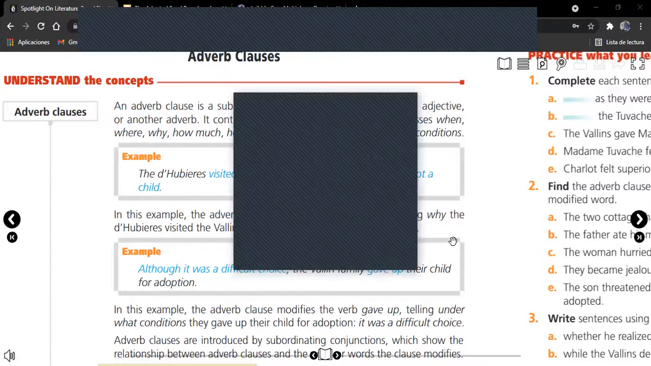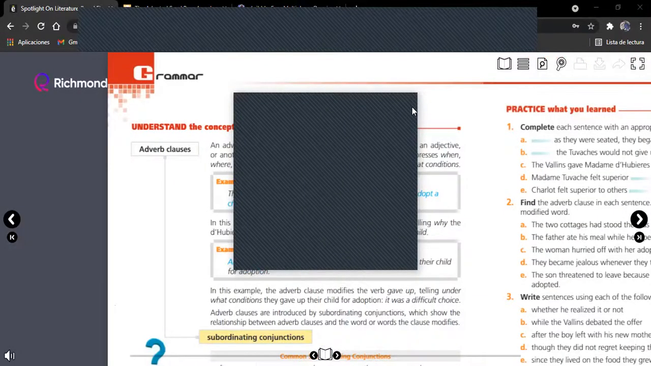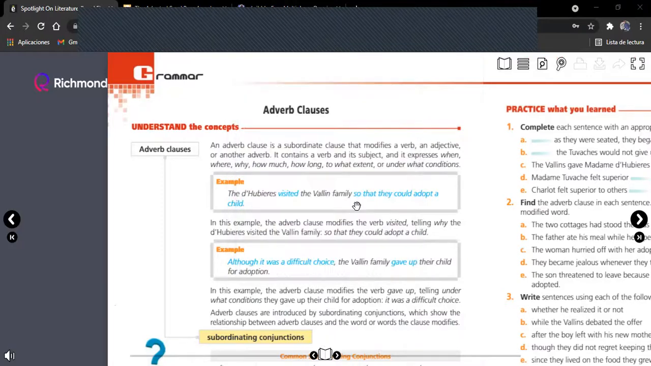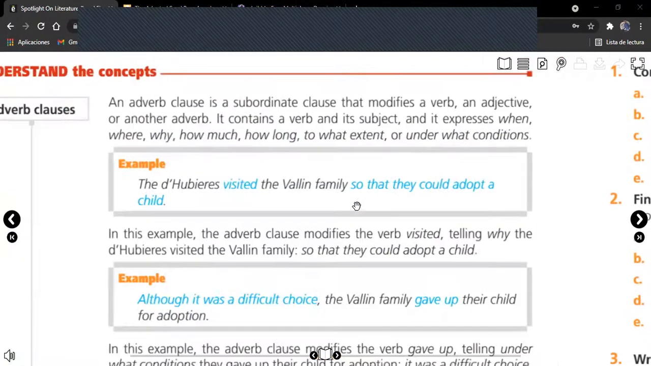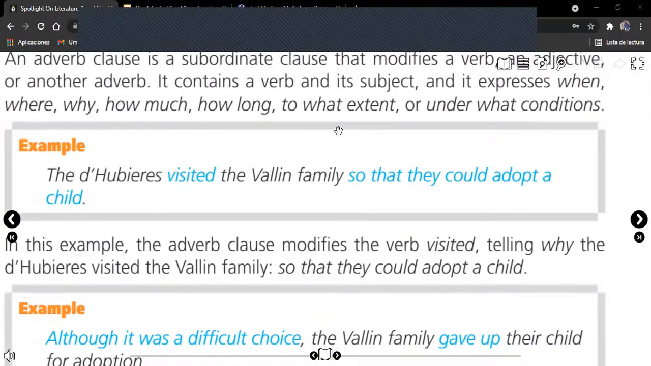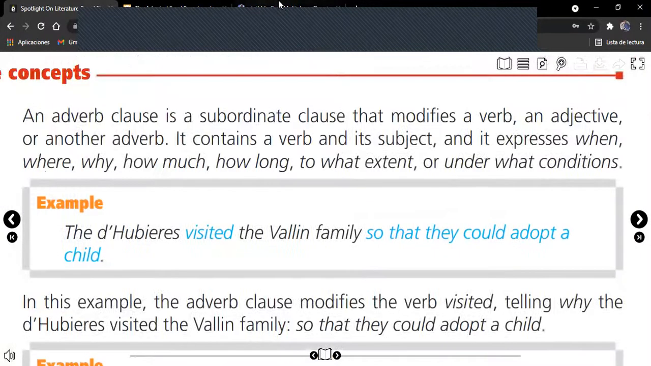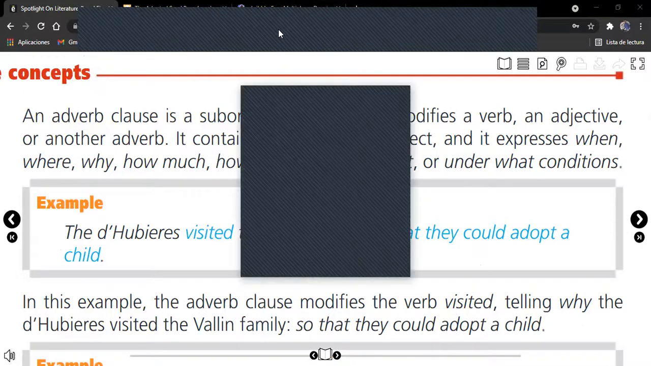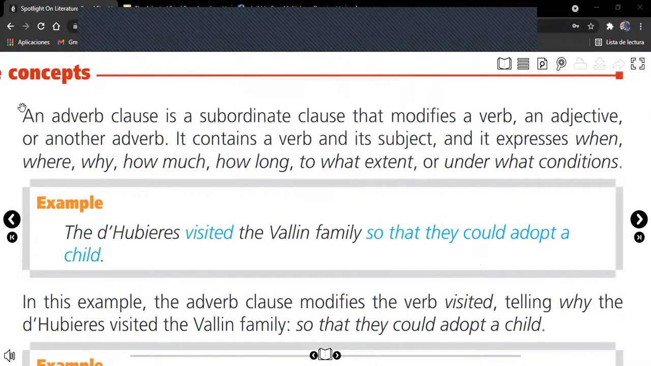Maybe my dear Ángel Alexander Romero, can you help me please reading what an adverb clause is? Hi Ángel, help me please read this paragraph.